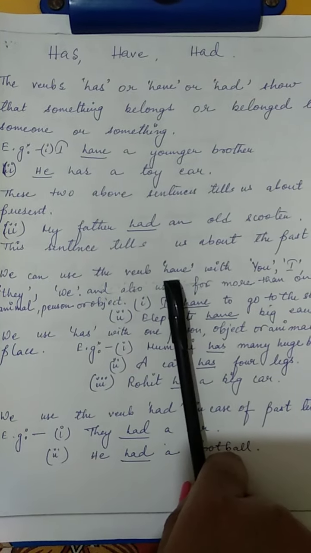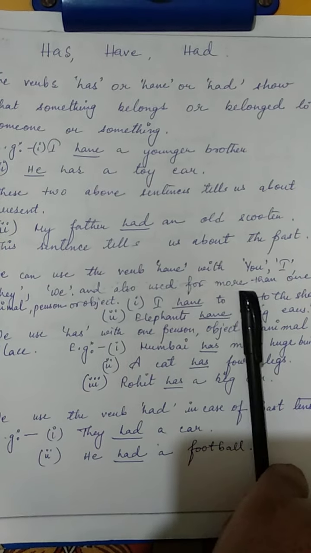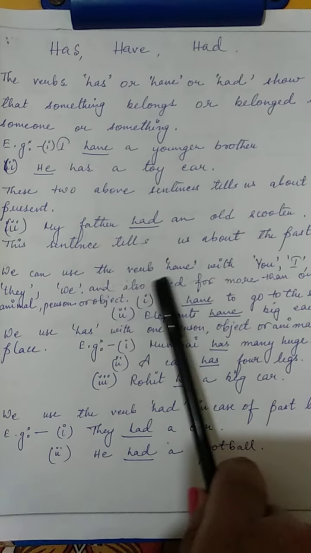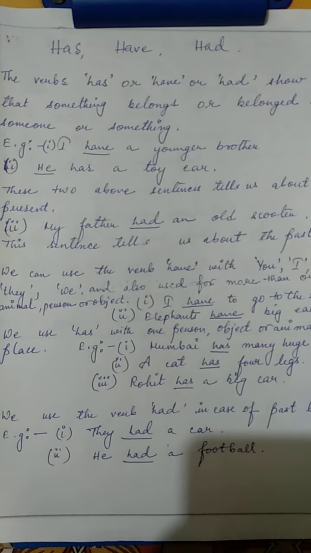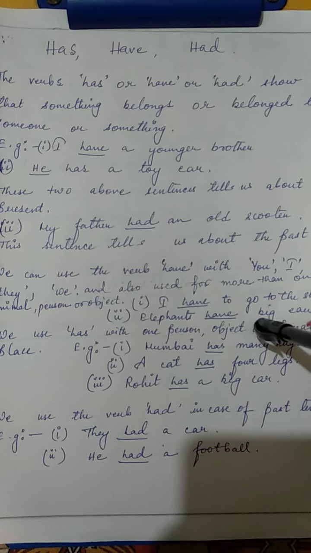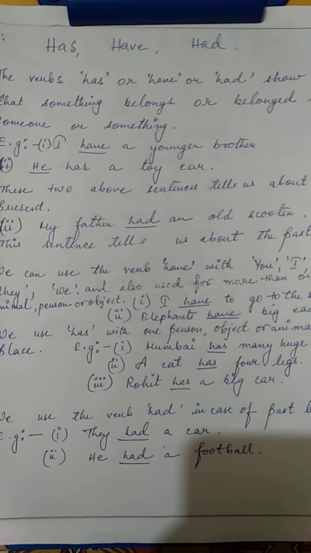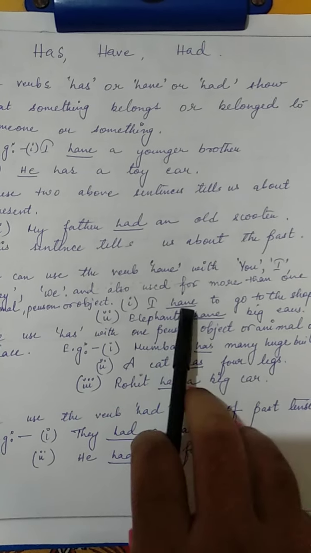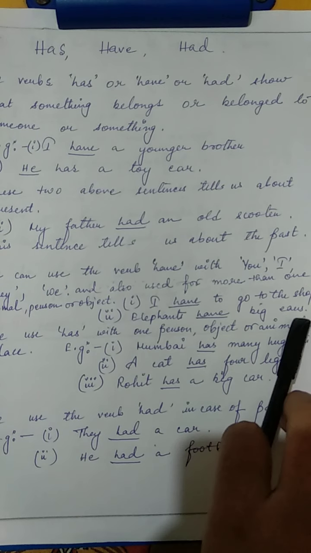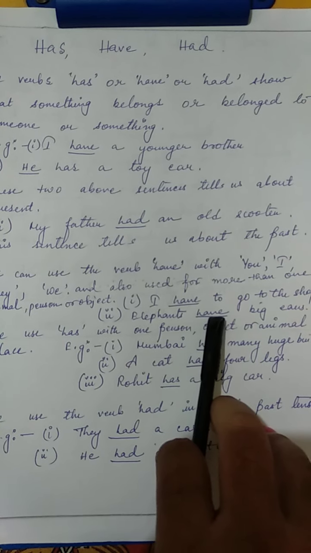We can use the verb have with you, I, they, we, and also for more than one animal, person, or object. So, where can we actually use the verb have? With all these things and with things, animals, persons, or objects which are more than one. For example, I have to go to the shop. We are using have with I. Elephants have big ears. Elephants, that means plural, so more than one. So we are using have.